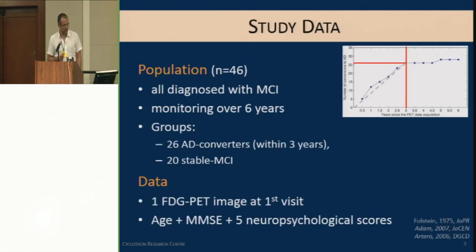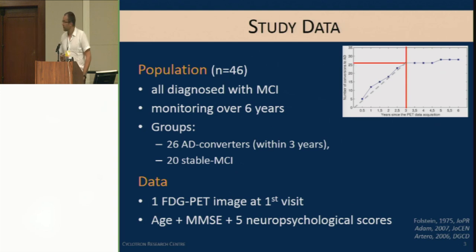The kind of data we had, I know it's a very limited population, but it's working with patients. They are kind of difficult to acquire. They were visiting the clinic. They were all diagnosed with MCI, and they were monitored for 6 years. In the end, we split the data into two groups: the AD converters and the 20 subjects that would be stable MCI.